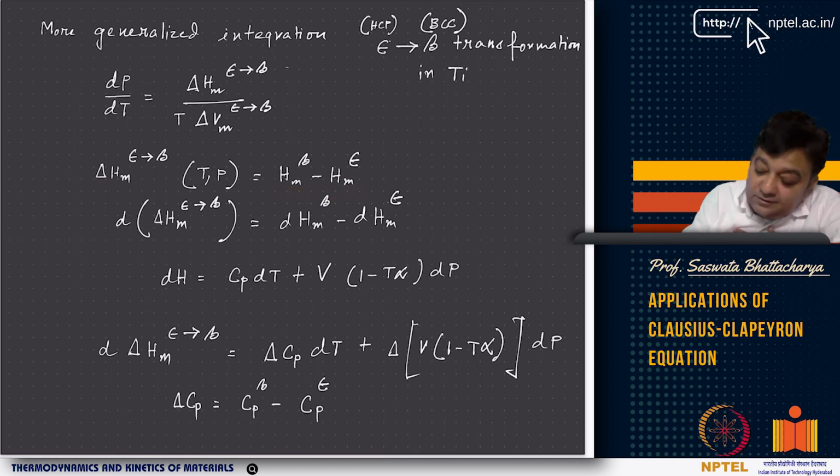This is how we have looked at, right? Beta is the final state, this is the initial state, so this will be final minus initial. Now, if I do the differential, that is d of delta Hm is dHm beta minus dHm epsilon. Now dH, again, this comes from applying Maxwell's relation and doing further simplification.